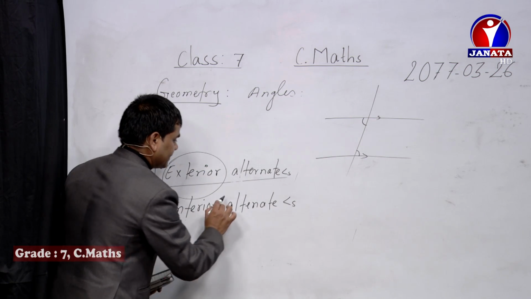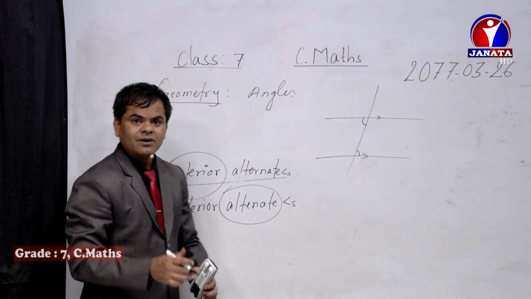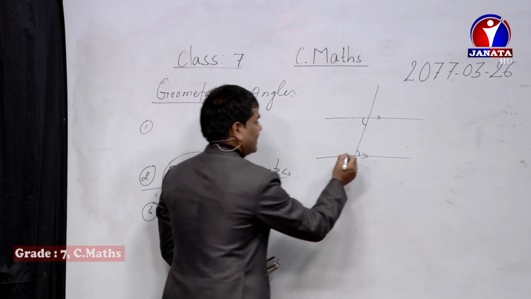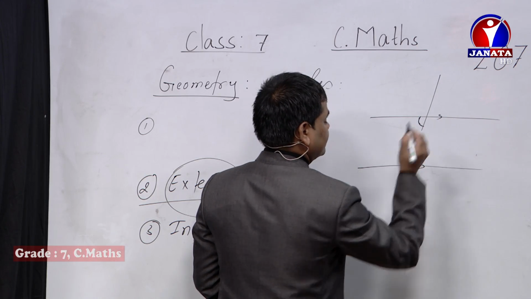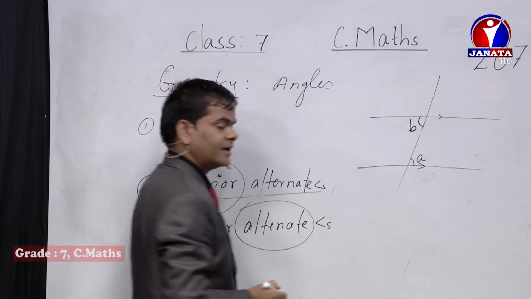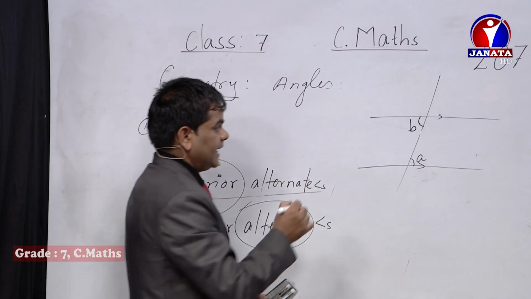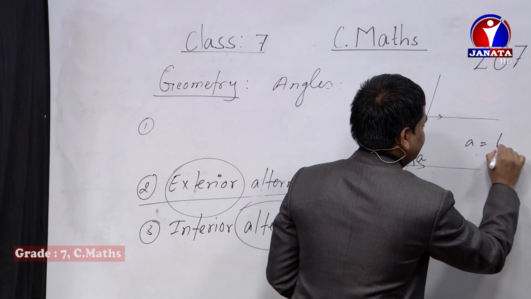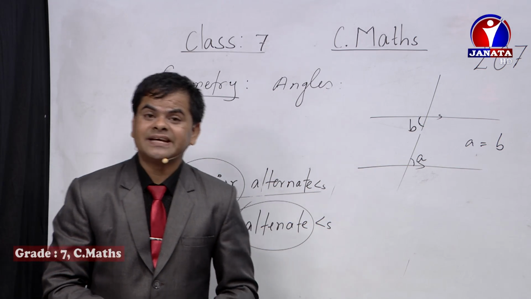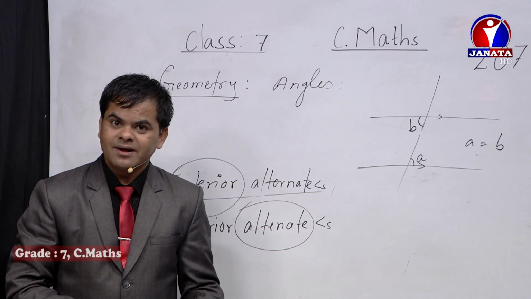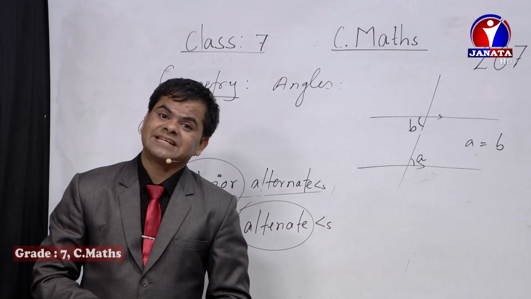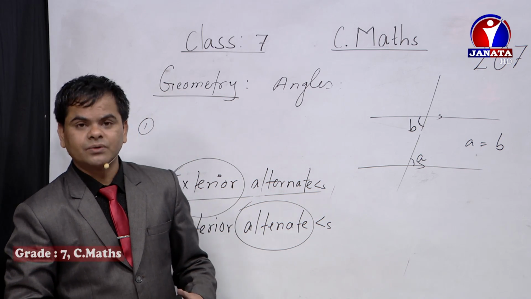Now what do you have to think? Alternate means one should be on the left-hand side and the other should be on the right-hand side. As this one is on the right-hand side, this one is on the left-hand side, so they are interior alternate angles. So A equals B at this time as well, dear student. Whether the type of alternate angle is exterior or interior, both types of alternate angle have the same relation, as they are equal to each other.